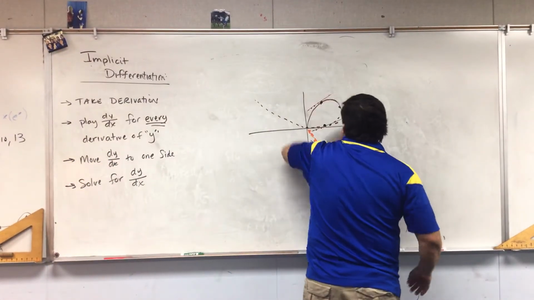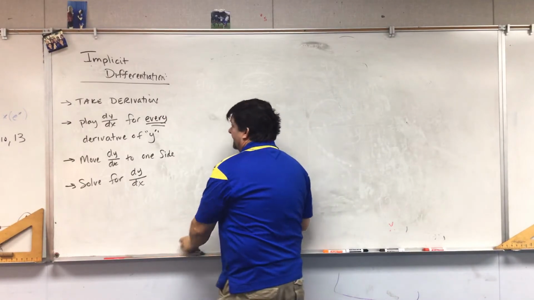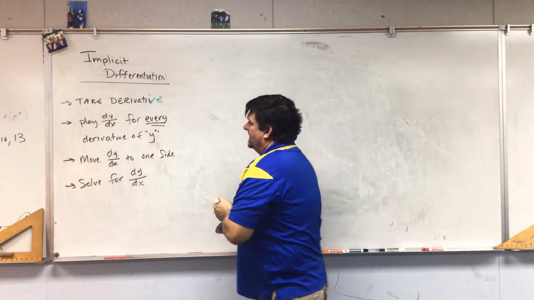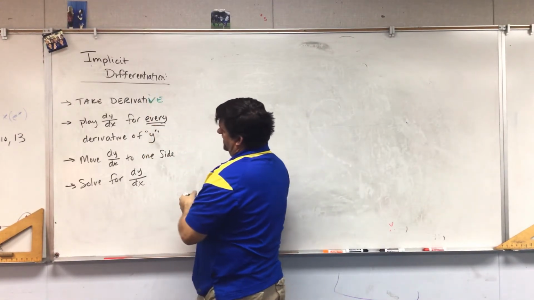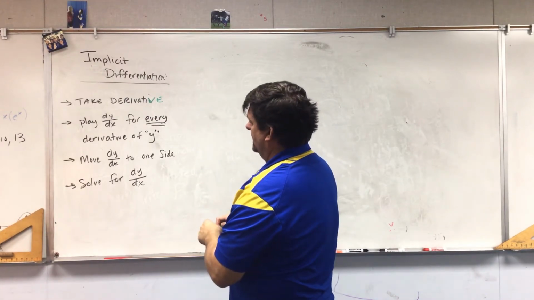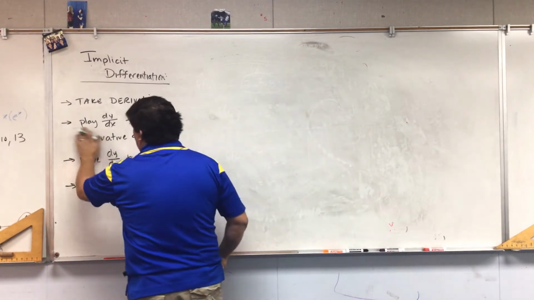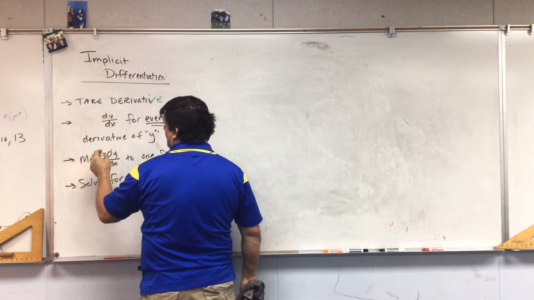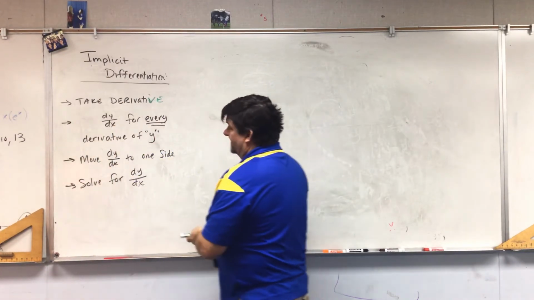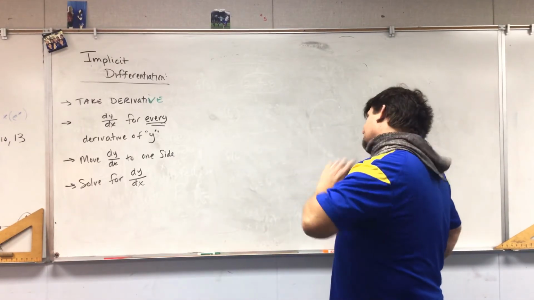So here's the biggest thing. Take the derivative. That should say derivative. Derivation's fine, but derivative. Okay, and whoa, what was I thinking? Put dy dx for every derivative of y. I don't know what I was saying there, guys. Then move dy dx to one side and solve for dy dx.